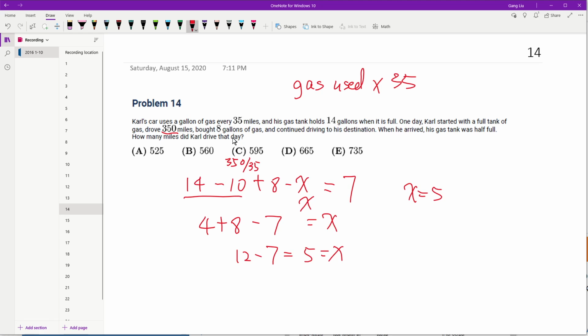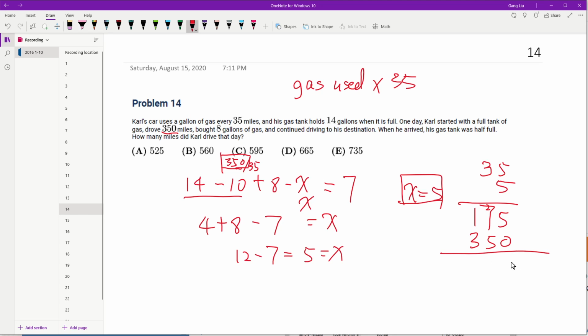And so this is 350 miles. Then he kept on driving for a distance that used up 5 extra gallons. So 35 multiplied by 5 is 175. We have to add the 350 driven before he filled up 8 gallons. That's 525.